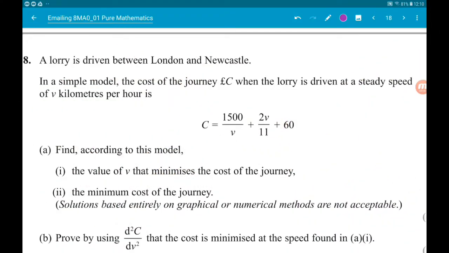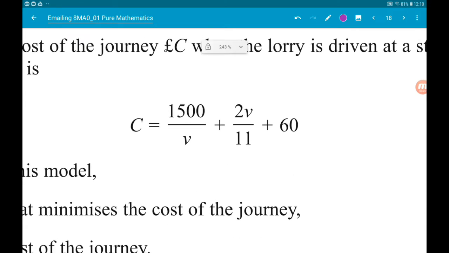Okay, question eight. A lorry is driven between London and Newcastle. In a simple model, the cost of the journey is £C. When the lorry is driven at a steady speed of V kilometers per hour, C is 1,500 over V, add 2V over 11, add 60.